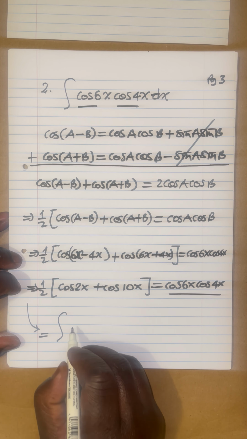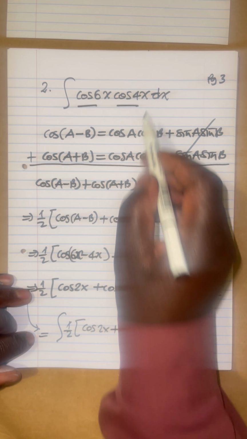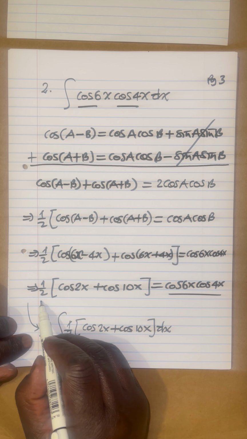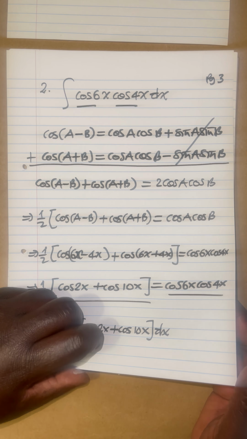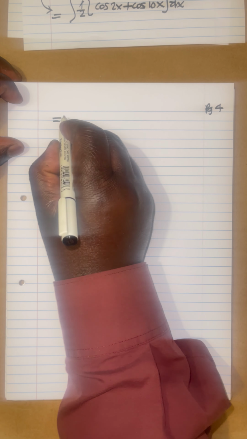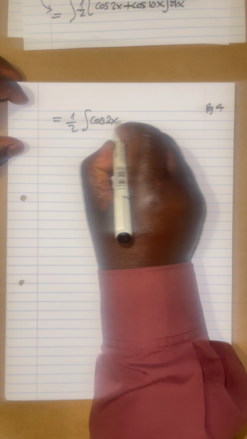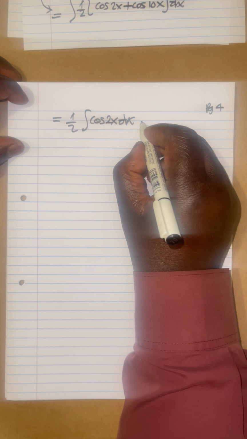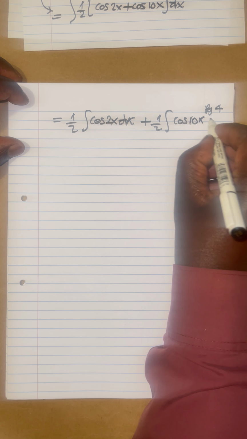Fantastic. Now let's distribute the half, the integral and the dx. Remember, this expression has been replaced by that because you can see it here. This expression equals that expression there. So now moving on to the next page, page 4, to finish this up quickly. It's half the integral of cos of 2x dx plus half the integral of cos of 10x dx.